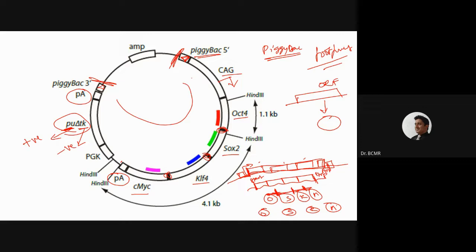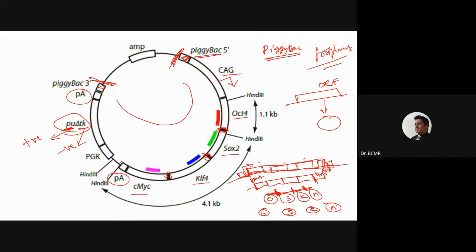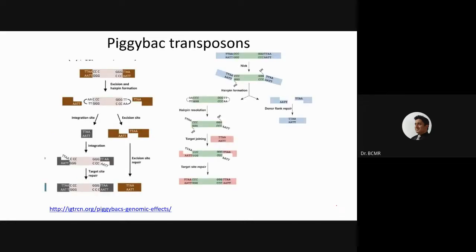You don't have to really know all these things, but it will be nice if you can go to the paper and try to understand it. I think you have enough grounding to understand if you're interested in it. I'll just leave you with this: why do piggyback transposons not leave any footprint?